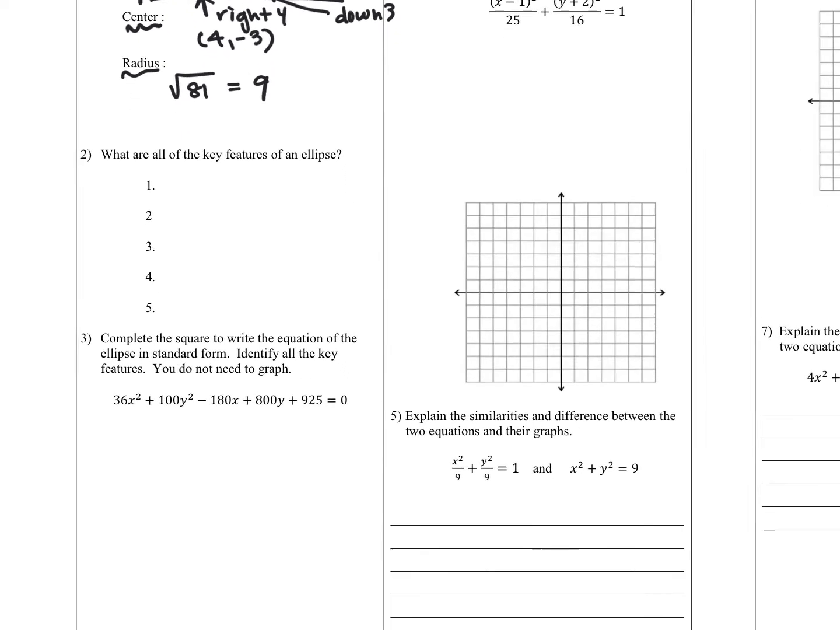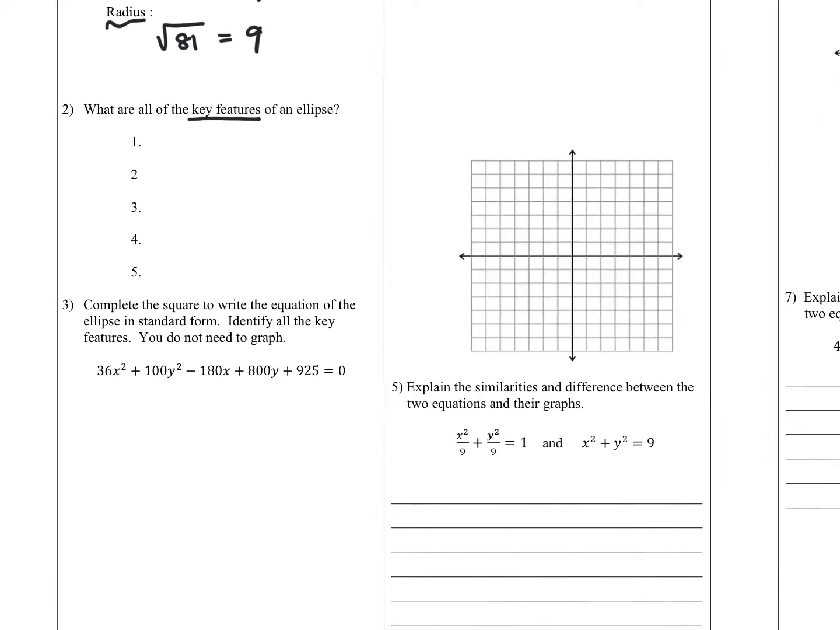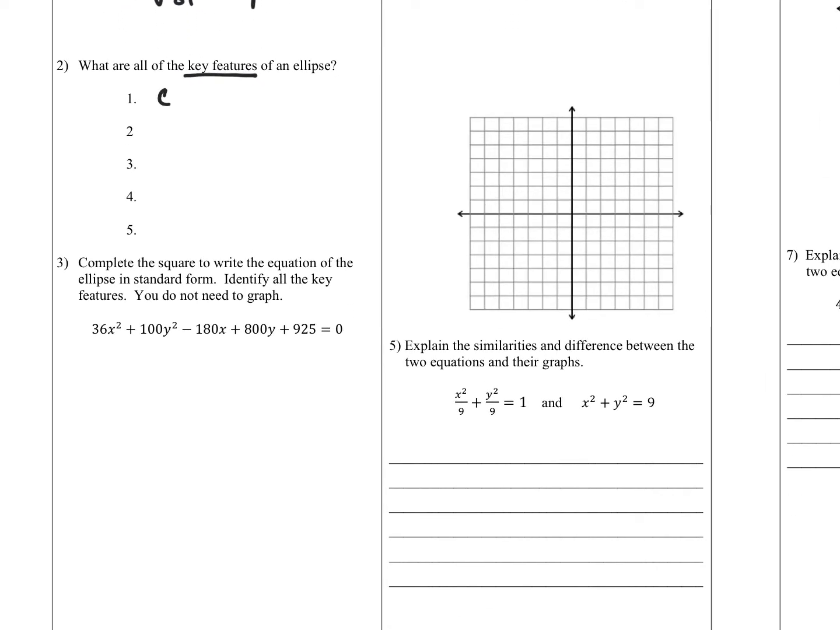Okay, so remember that an ellipse is going to be different from a circle because it's been stretched out in some ways. So when we're asked to find the key features of an ellipse, most of the time we'll be asked to find the center, the vertices, and the foci. So those are the main ones.